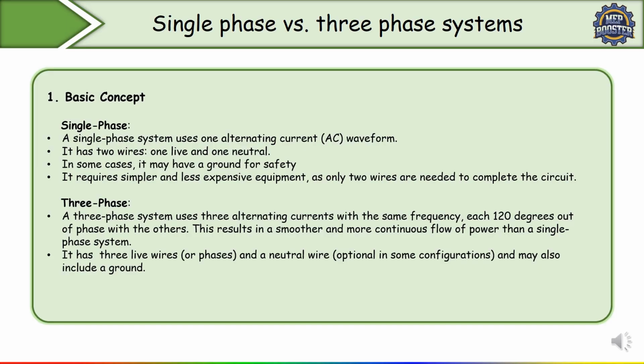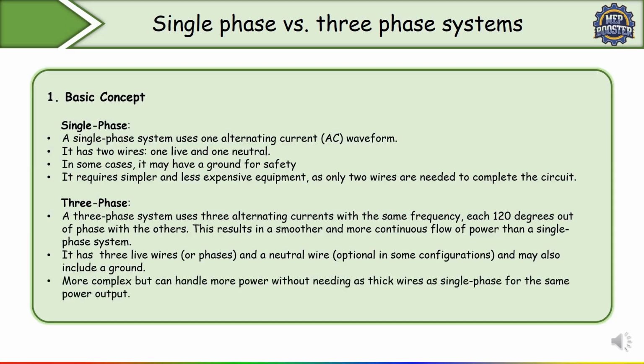As you know, here the power delivery is very smooth. Due to the 120 degree phase difference, power delivery is more continuous and stable, and it can carry more power using less conductor material compared to a single phase system. You can use this three phase system in industrial environments, large buildings, factories and heavy machinery, because it can handle more power without using overly thick wire, making it more efficient for high load applications. It is more complex but can handle more power without needing as thick wire as single phase for the same power output. So these are the basic concepts of single and three phase system. Hope all of you understood this.